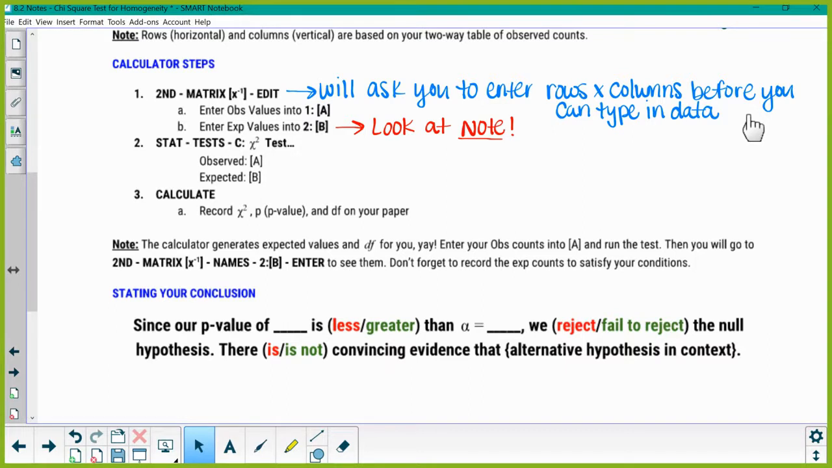Conclusion is the same: since our p-value is less or greater than alpha, we reject or fail to reject the null. There is or is not convincing evidence that the alternative hypothesis, remember, this is similar to what we did yesterday or 2 days ago, where we are going to be using the alternative hypothesis in our summary. It's the way they like it, it's the way they write it. We go with what is known. So let's go ahead and get started on one of these problems.